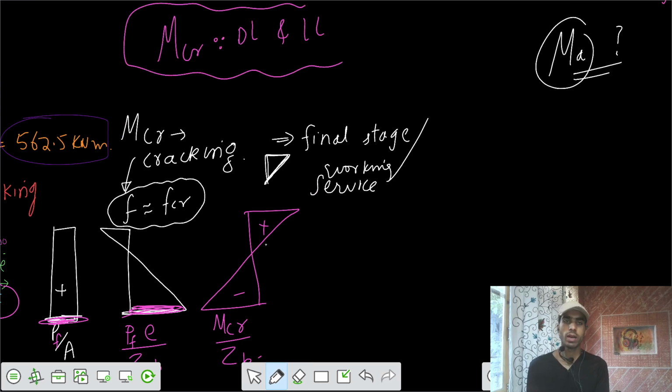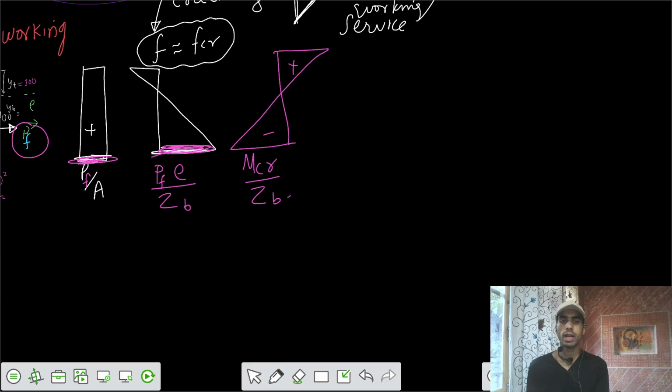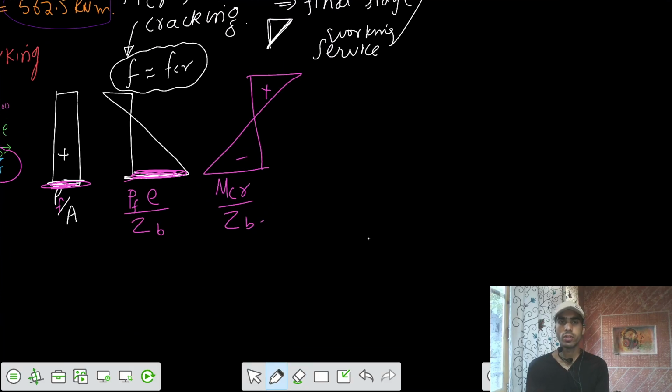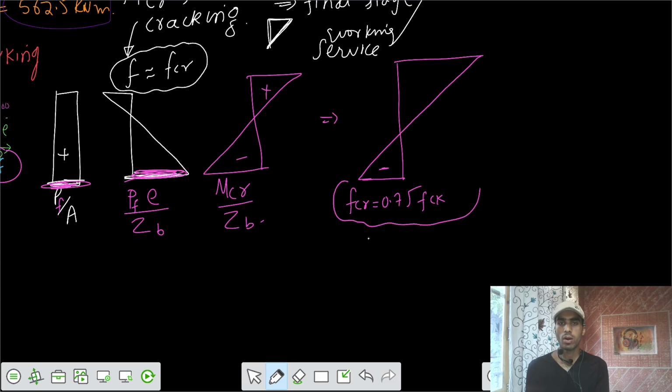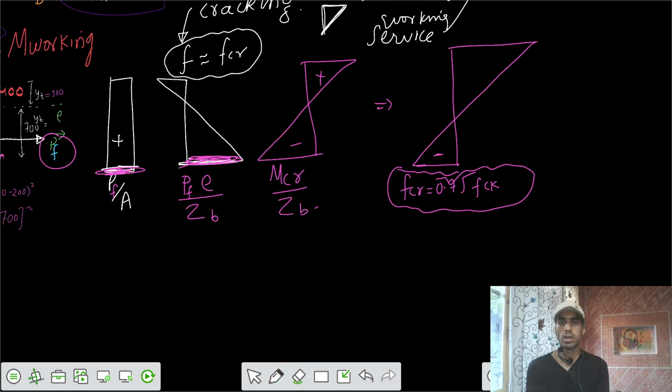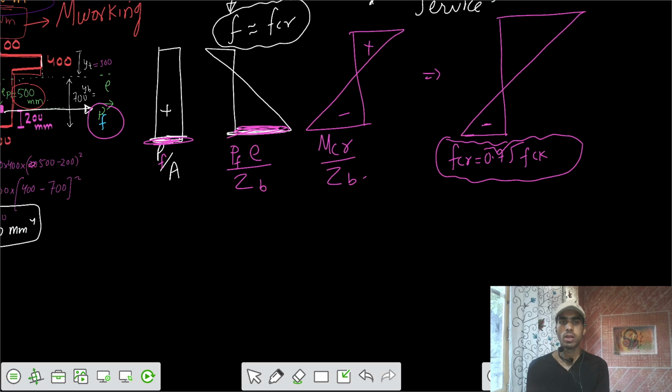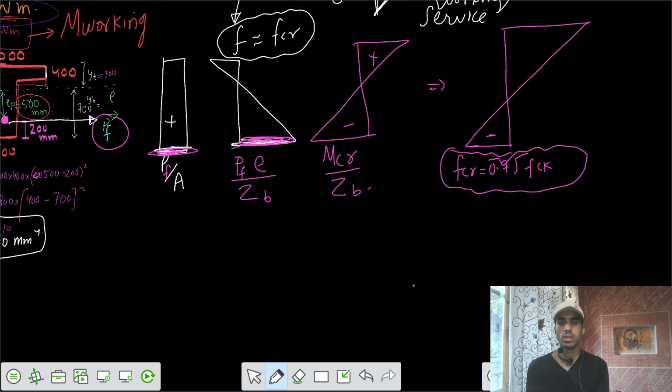But this should be the critical value. We are calculating for the critical value at which your final resultant stress diagram in the tensile zone has some value of fcr equal to 0.7 root fck, and this is a negative value. And at the top side we can have any compressive value. So our concern is that on the bottom side we have to worry about the bottom tensile stresses. Okay, this is the final stress diagram. So we need to calculate for the critical moment. So let's solve for that. I would say, what is the final force we have?